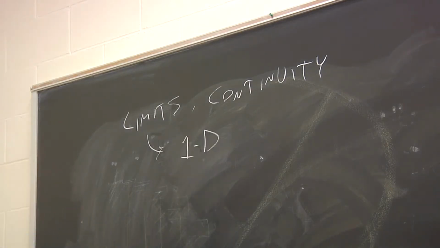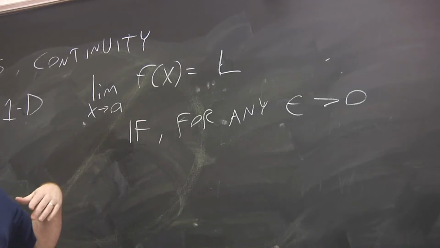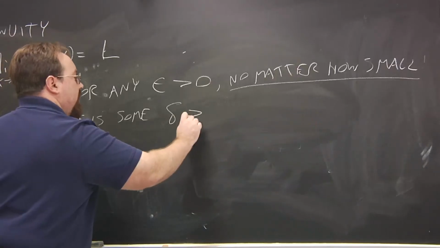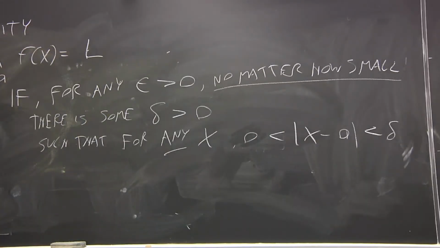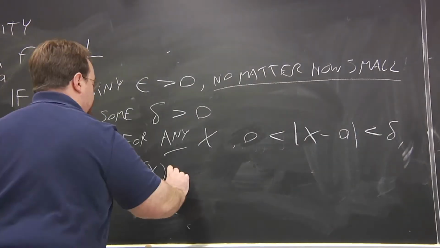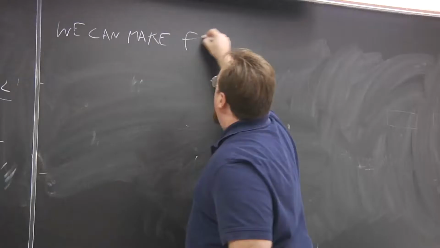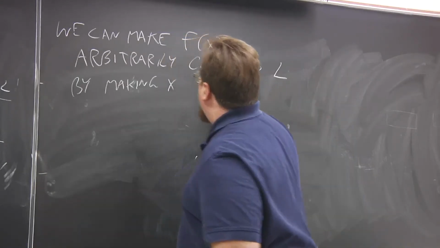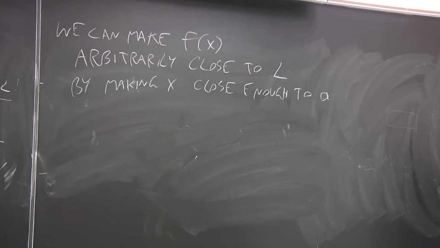Limits in the 1D case: the limit of f of x as x approaches a is equal to L if, for any epsilon greater than 0, no matter how small, there's some value delta, also positive, so that for all x within this distance of a, the distance between f of x and this limit L is less than epsilon. Then we can make f of x as close as we want, so arbitrarily close, by making x close enough to a. Intuitively, that's what this definition is trying to say in terms of delta and epsilon.